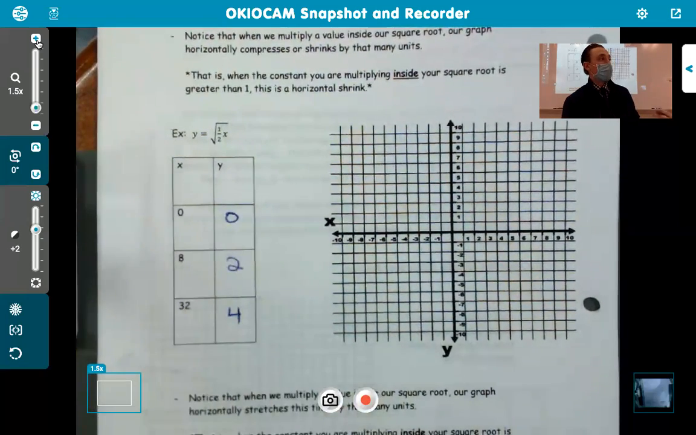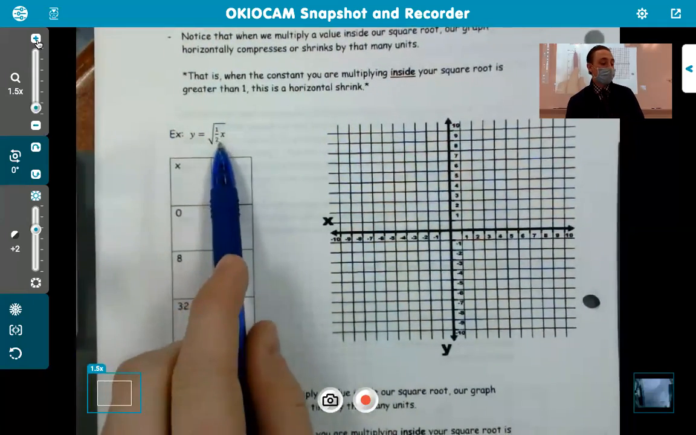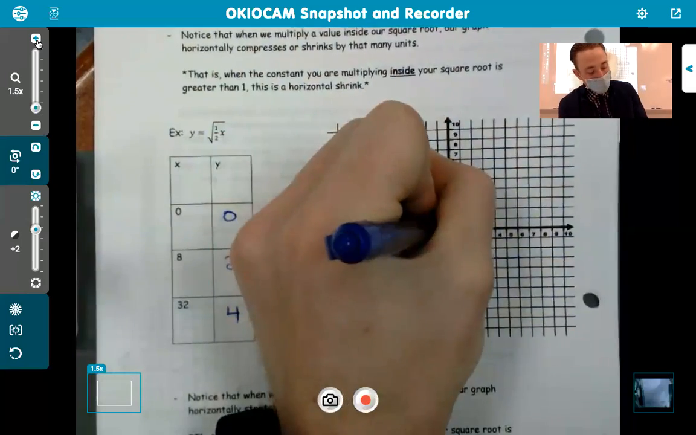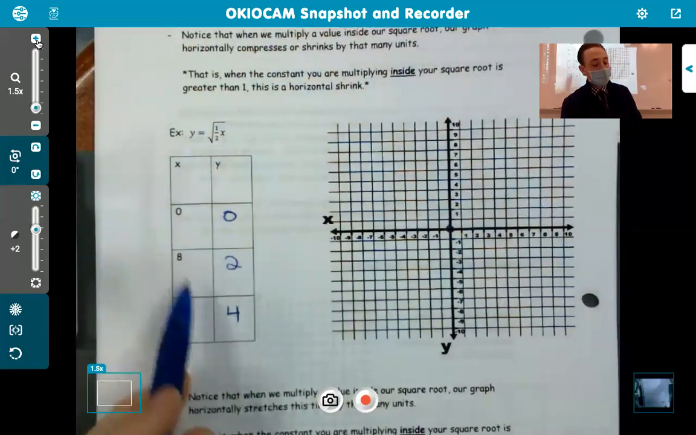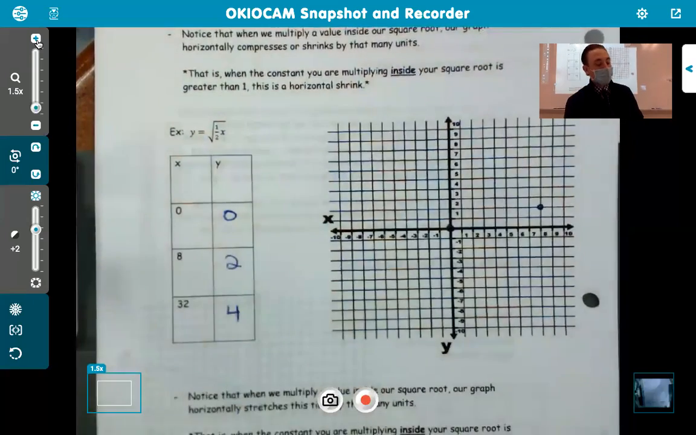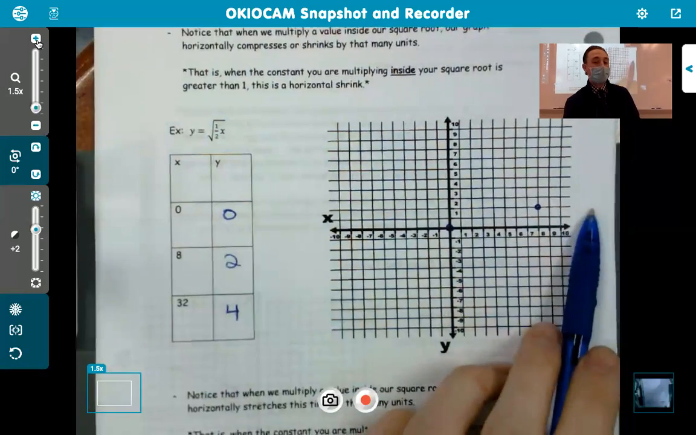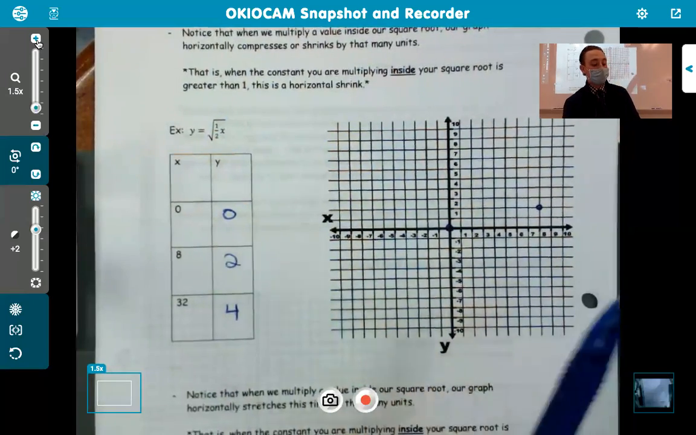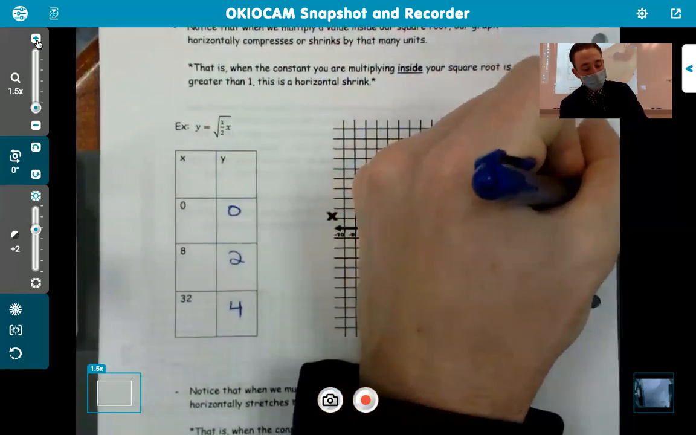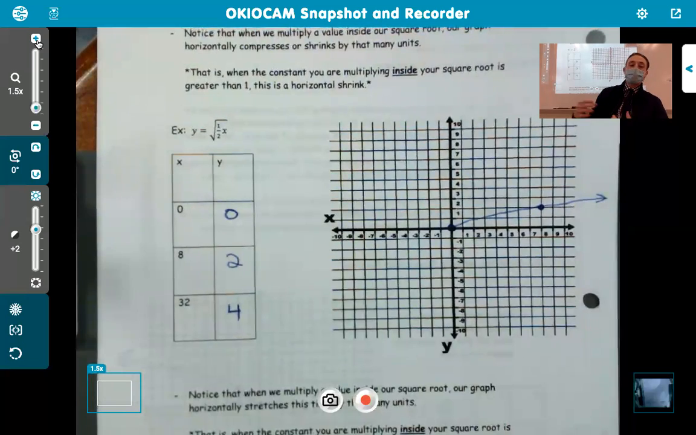So the first example we saw, we multiplied by a number greater than 1, we had a horizontal shrink. Our assumption was that if we multiply by a fraction, a number between 0 and 1, our graph would expand or stretch, right? Well, I have the point 0, 0, the point 8, 2, and the point 32, 4. Well, I don't have that on my x value here, so I'm just going to draw those two and start my graph. Was our assumption correct?